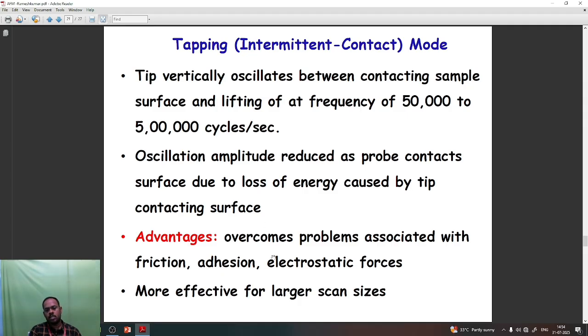So what are the advantages? This overcomes the problems associated with friction, adhesion and electrostatic forces, and is more effective for larger scan sizes. So these are the advantages over contact and non-contact mode. In contact mode, either the sample surface or the cantilever tip may get damaged. In non-contact mode, it will carry unwanted fluid images also. So these will be overcome by intermittent contact tapping mode.